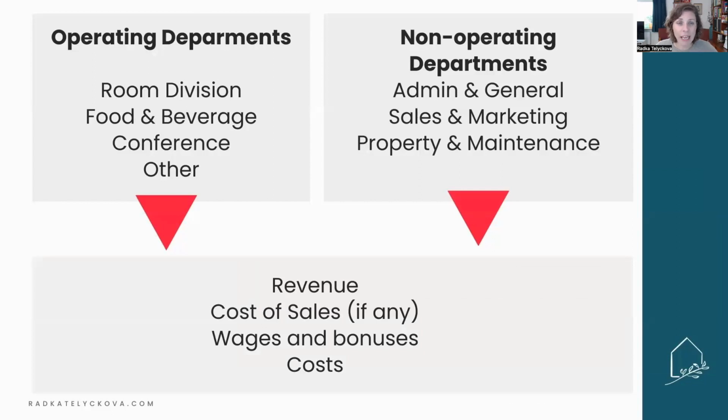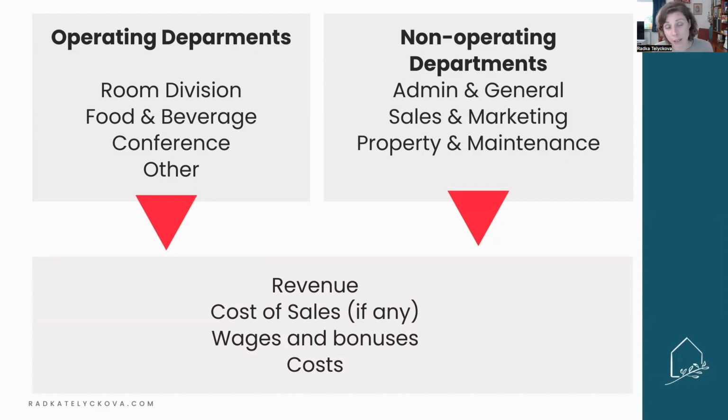Let's dive into the USALI format for the hospitality industry. There are two sections. Operating departments, these are the departments that are generating revenue. So every department that's making the money is an operating department. And we always have the room division.